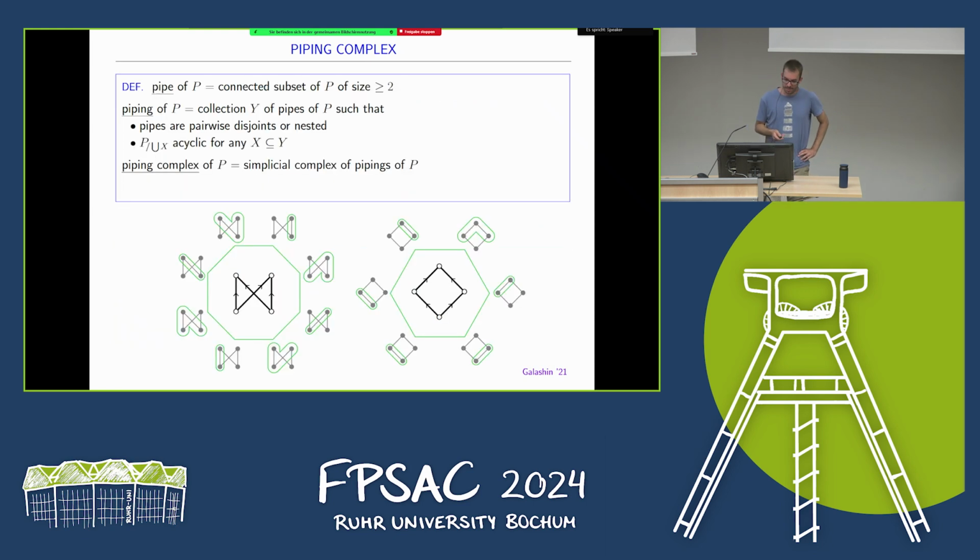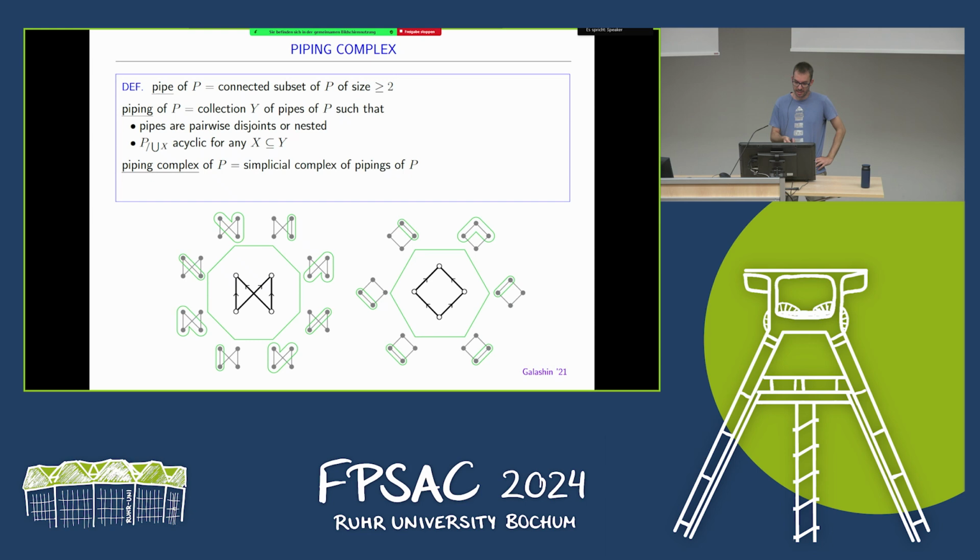Okay, so here are examples. So we will follow these two posets. They're slightly different. I have drawn here all possible pipes. You see that you don't have the same number of pipes, even if you have the same number of vertices and edges.